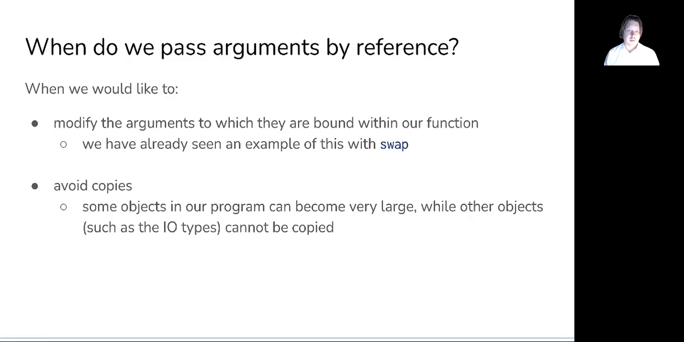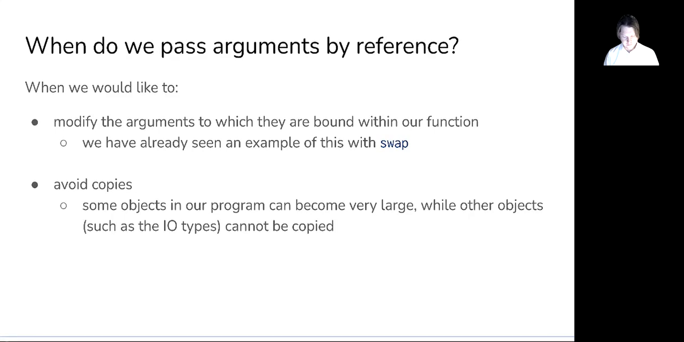There are other objects which we will encounter in the C++ language, such as the IO types, that cannot be copied, so they must be passed by reference. And if y'all remind me when we start talking about classes, I can go over how one can prevent objects of a specific type from being copied to an extent.